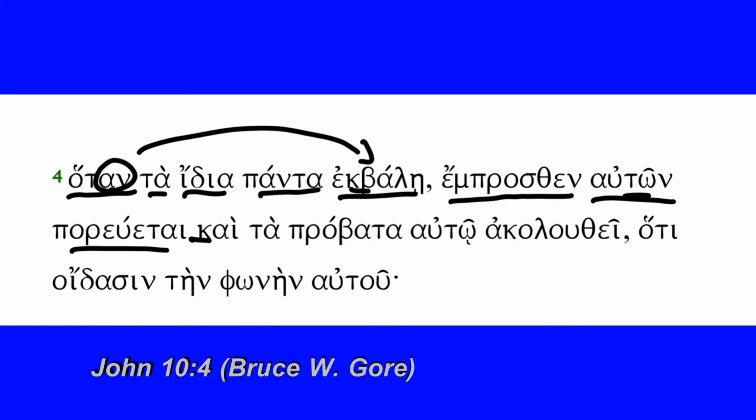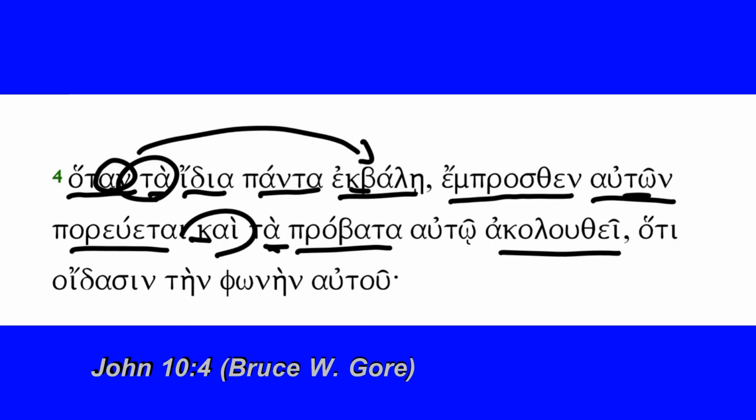Kai, the connective, and then ta. Again, this is the nominative now, plural neuter article. It's identical in form here, but it's actually the nominative here. The probata, the sheep, and then akolouthei. Akolouthei, this is from akolutheo, to follow, contract verb.